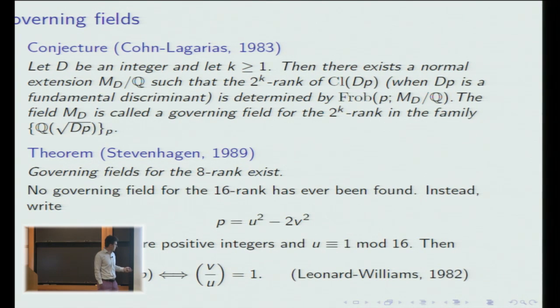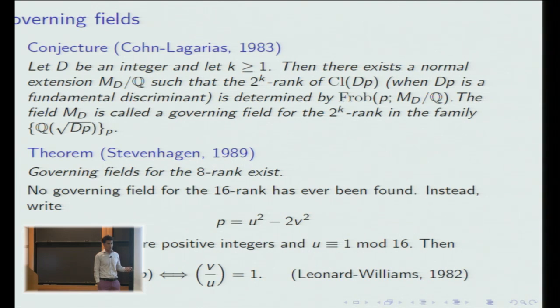It turns out that the divisibility by 16 is determined by the value of this Jacobi symbol. So this is like a quadratic residue symbol, extended multiplicatively. So if p is minus 1 mod 16, you can look at this symbol, and if it's plus 1, then 16 does divide the class number. If it's minus 1, it doesn't.